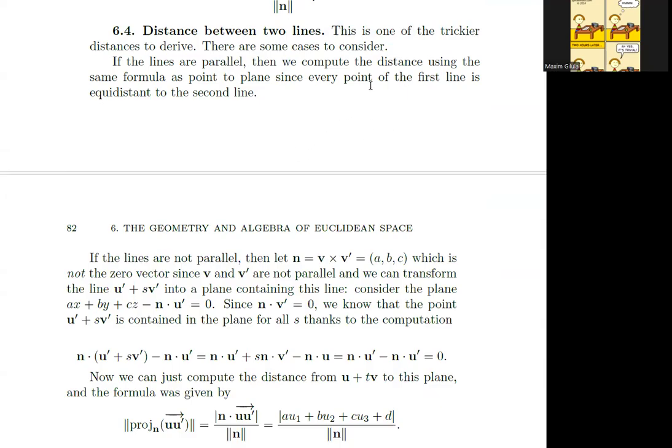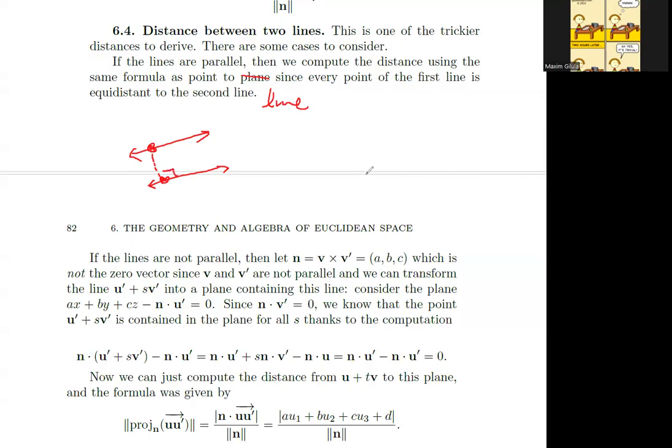If the lines are parallel, we can compute the distance using the same formula as point to plane, because every point of the first line is equidistant to the second line. Oh, sorry, point to line, not plane. In this case, you have two parallel lines, and you pick any point to find the distance to the other line. You just use the point to line formula.